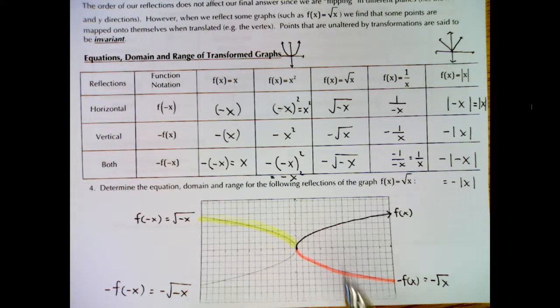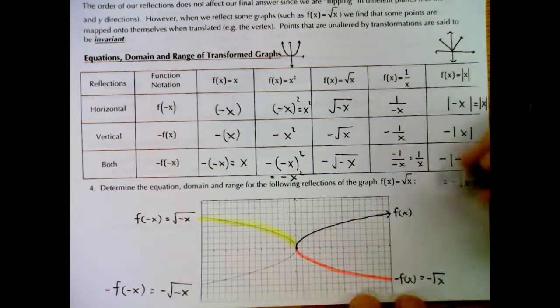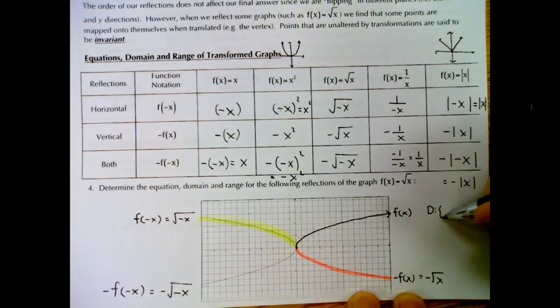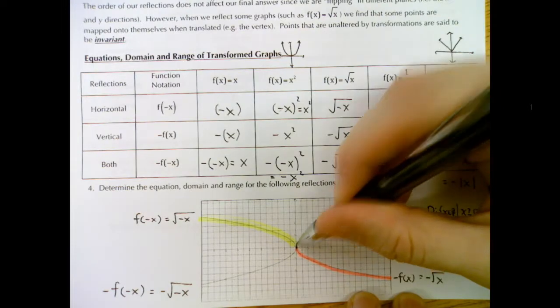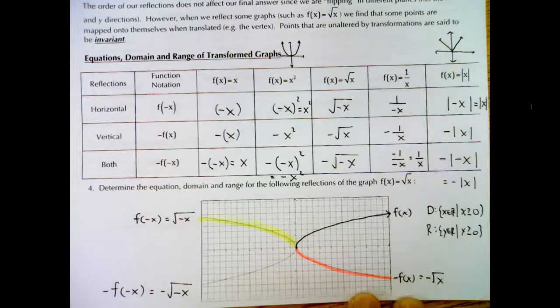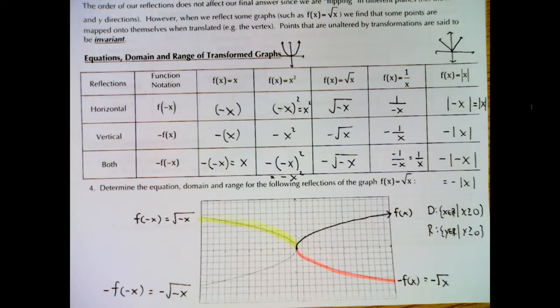And what I'm going to leave you with is I'd like you to write the domain and range of these three. I'll write the domain and range of the original. Domain starts at 0 and goes to the right. So x belongs to the reals such that x is greater than or equal to 0. Range, y starts at 0 and goes up. So y belongs to the reals, y is greater than or equal to 0. There's the domain and range of f of x. I want you to try to find the domain and range of the other three transformations.